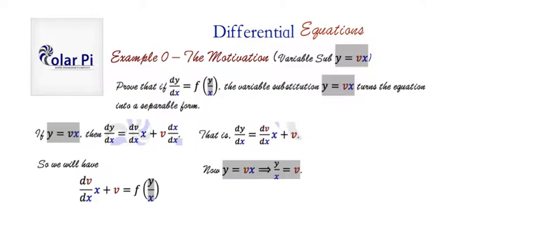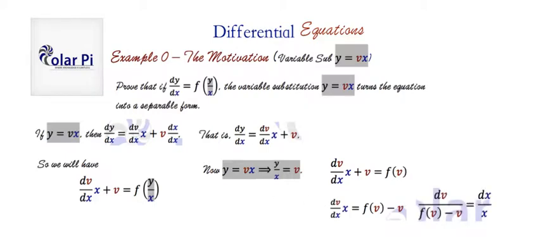That's that. y equals vx means y over x is v. And so our differential equation now can be written as dv/dx times x plus v equals f of v. Look, we only have v and x. That's not just what's nice, because we only had y and x to start. What's really nice is if we subtract v over on the right side, then it's pretty easy to see how we've got a separable equation here. This is the separable equation that it turns into.